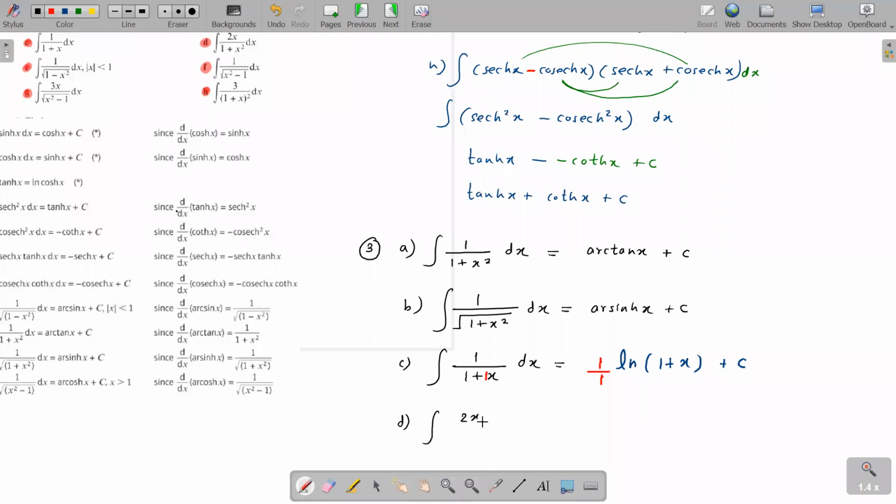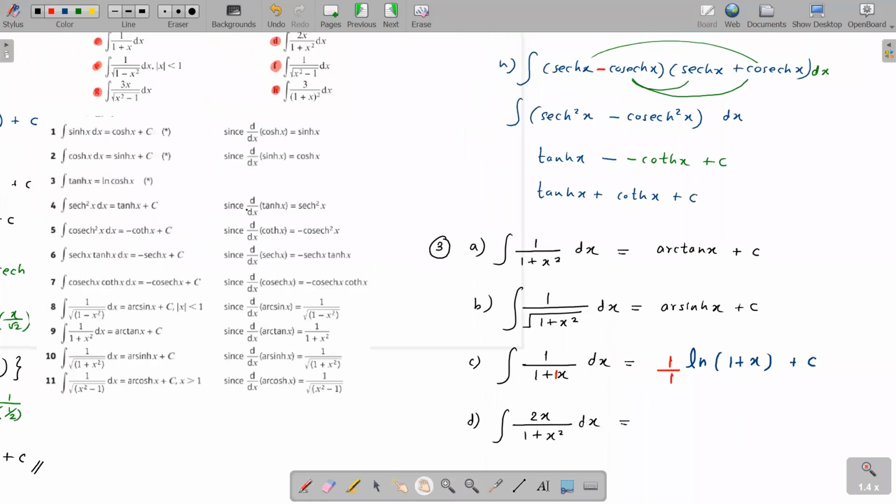Integration of 2x over 1 plus x square dx. So again, when I look at this, do I have something like this in any of these 11 rules, the ones we learned in this lesson? I mean, we have 1 over. We don't have, especially, I mean, even the 2 is fine, but there's x on top. So we don't have any of these rules where you have x on top.